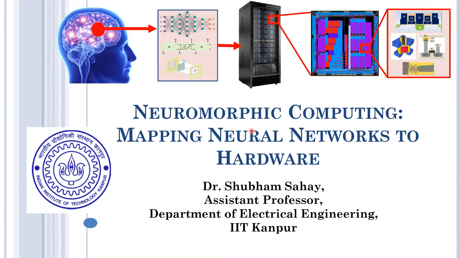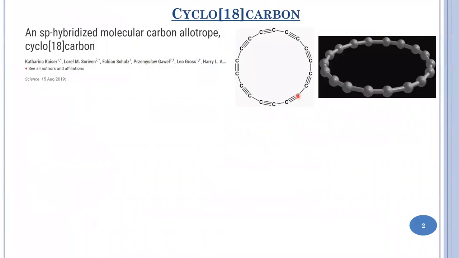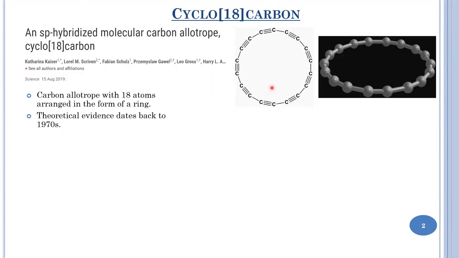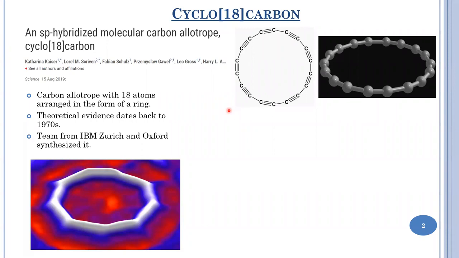So before I get into the basics or the intricate details of neuromorphic computing, let me talk about some recent news. The first recent news was the discovery of cyclo-18 carbon. This cyclo-18 carbon is nothing but an allotrope of carbon, similar to graphite or diamond. It has 18 carbon atoms arranged in the form of a ring with alternate single and triple bonds. Its theoretical discovery dates back to the late 1970s, but only with the advent of fabrication technology was it realized by a team from IBM Zurich and Oxford who synthesized it.